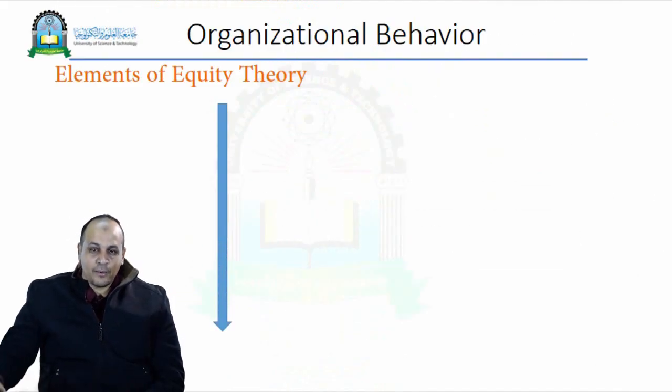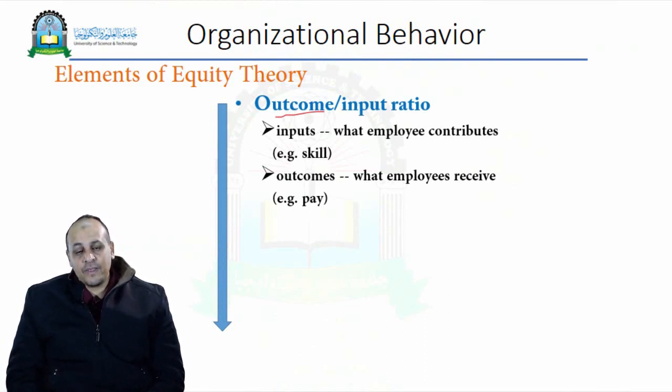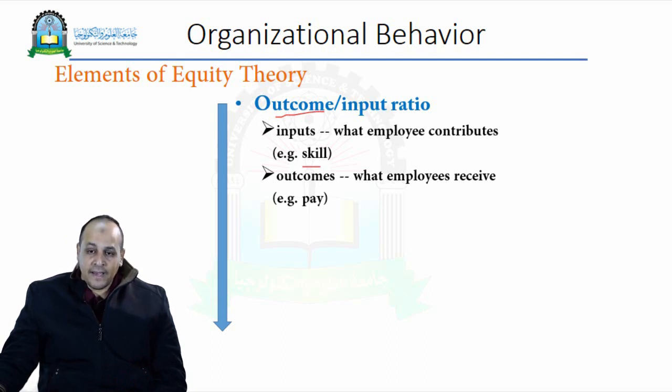Now the elements of the equity theory, as discussed before, we have three issues here. The first one is the outcome input ratio. So as you said before, input is actually what has been done by the employees. The outcome is what the employee gets by doing a certain performance. So here, input is what the employee contributes, like skills or whatsoever the performance is according to the job, the functions, the department, etc. While the outcomes, on the other hand, is what employees receive. Now this can be like the payment, salaries, allowances, and even promotions.